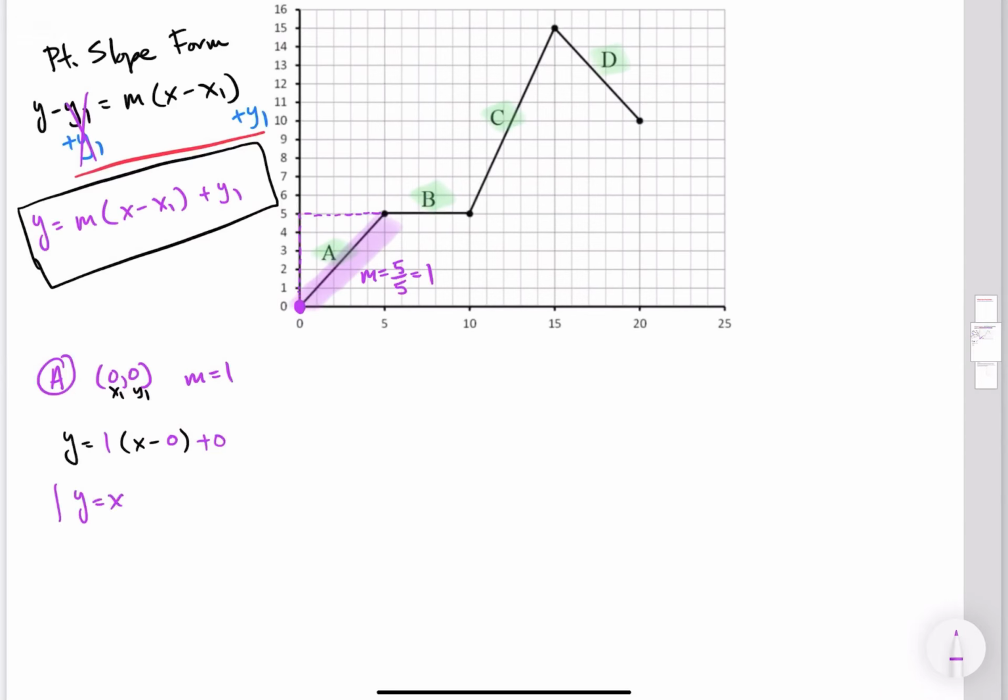So there's our equation. Now, that equation is not for the entire graph. That equation only goes from 0 to 5. So that's the interval that we're going to be looking at.